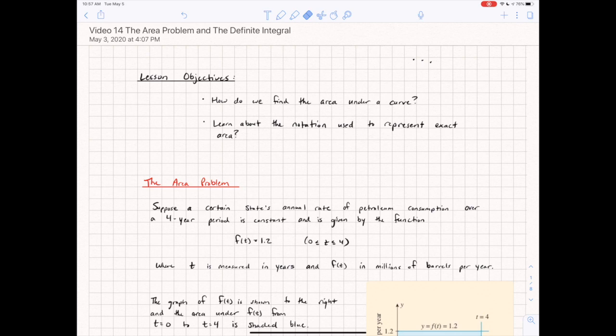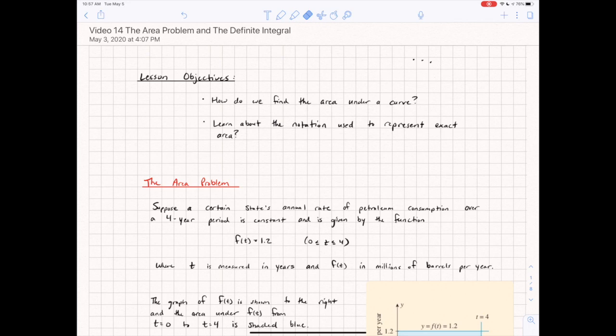The objective of this video is to look at the question of how do we find the area under a curve? We know how to find the area when I have solid straight edges, and we'll see this in the first question here. But how do we do it if it's not straight? What if it's curved? How do I find the area of that? Then we want to learn about the notation used to represent the exact area under a curve. You can probably guess that it is what is known as the definite integral, which you see in the title.